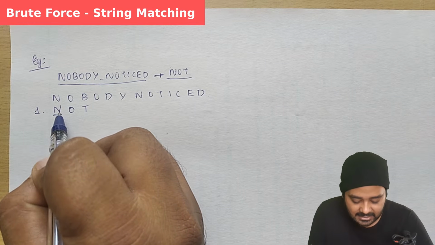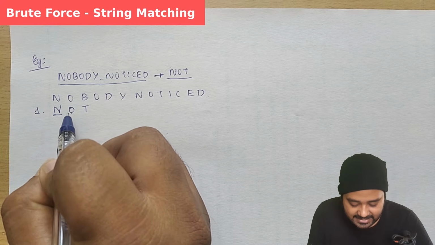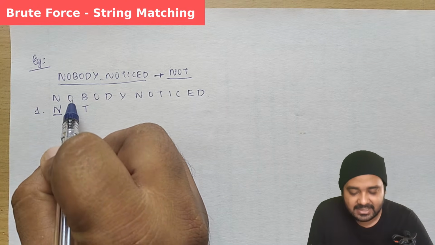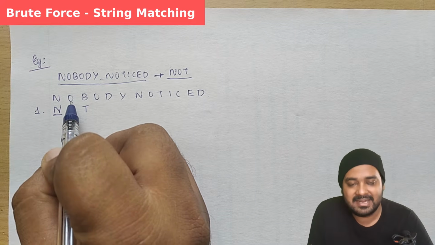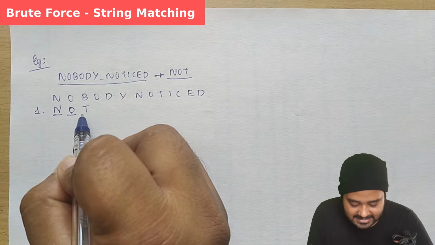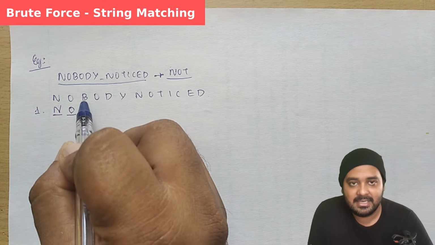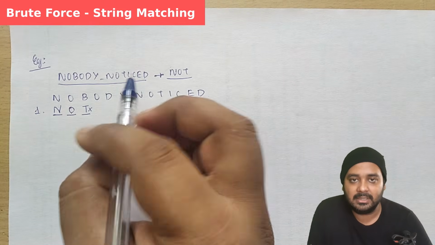Once the particular element matches, it moves on to the second element of the search key and compares it with the second element of the given string. It matches, so it takes the next element and compares. Here it is not matched, so it will move on to the next iteration.